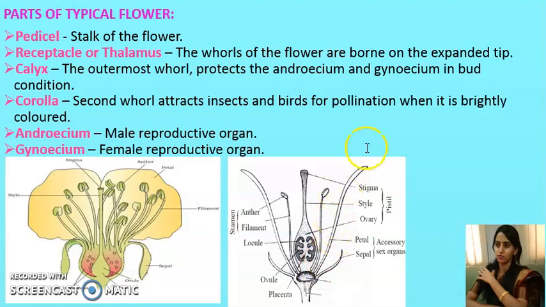The next whorl is corolla, and the corolla is made up of petals, and when the petals are brightly colored, they attract insects and birds for pollination. The androecium is the male reproductive part, and gynoecium is the female reproductive part. This image that I have taken from the textbook helps you to draw the diagram of a typical flower.